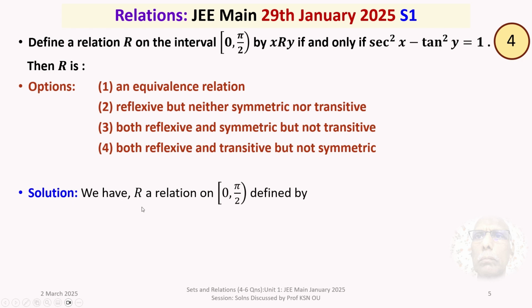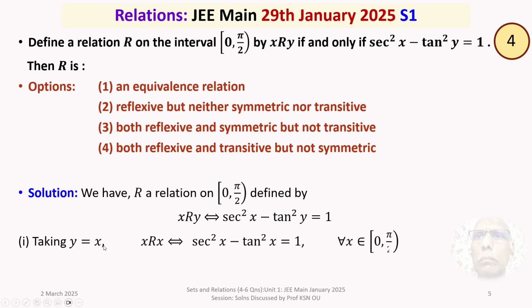We have R, a relation on the semi-closed interval [0, pi/2), closed at 0, defined by x is related to y by the relation R if and only if sec squared x minus tan squared y is equal to 1. Let us now check one by one for reflexivity, symmetry, and transitivity of the relation R. First, we take y equal to x. So that means we are going to check reflexivity.